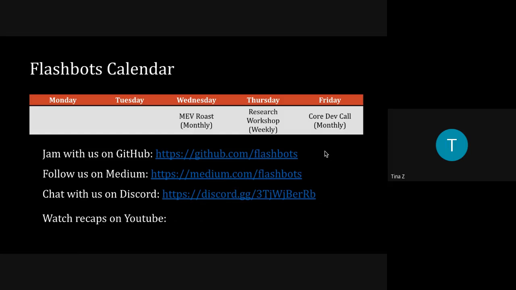Yeah, and we've also used this opportunity to share a very brief update on where Flashbots is as a project from a research and engineering perspective. However, as we mentioned, everything can be found on our GitHub.